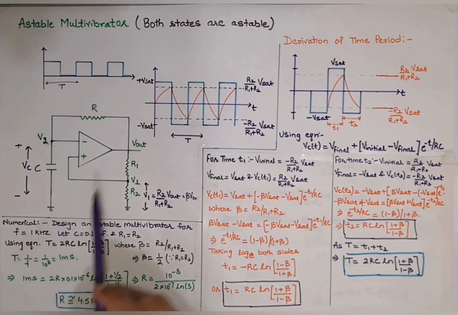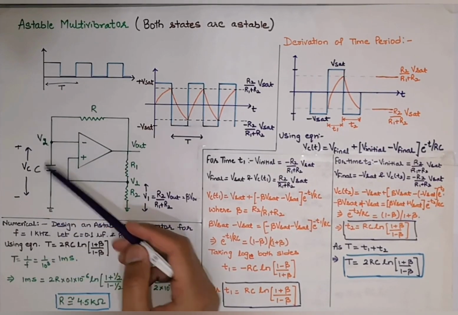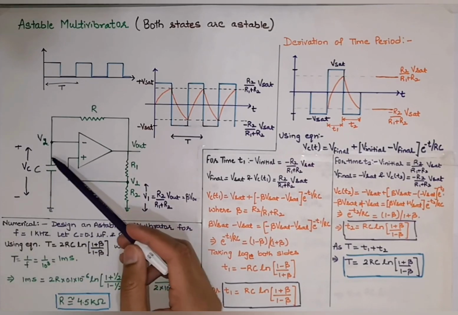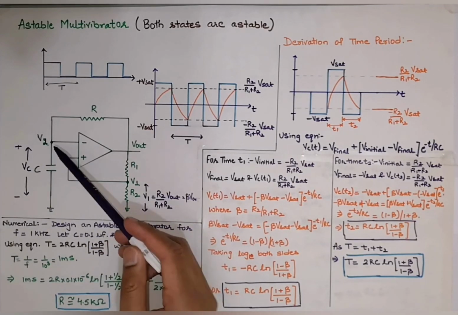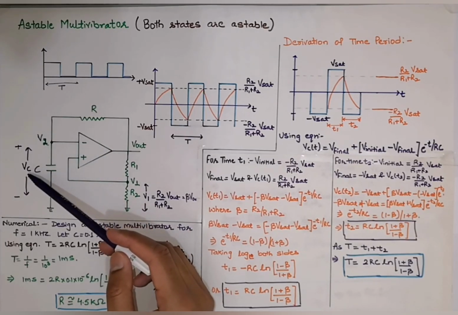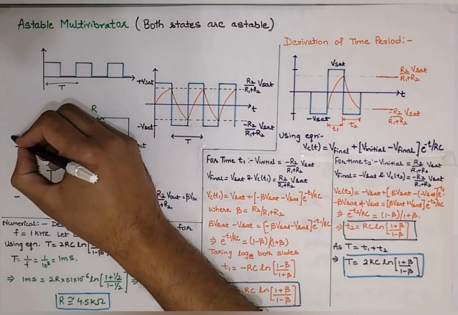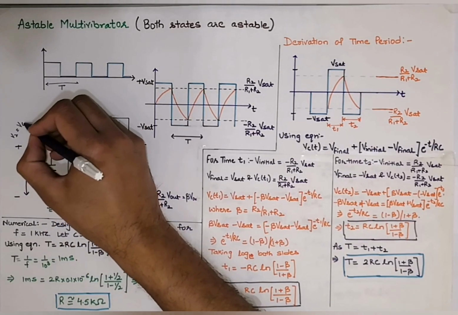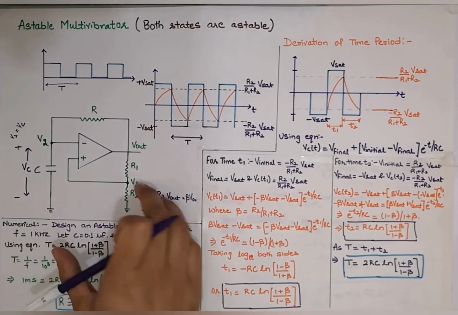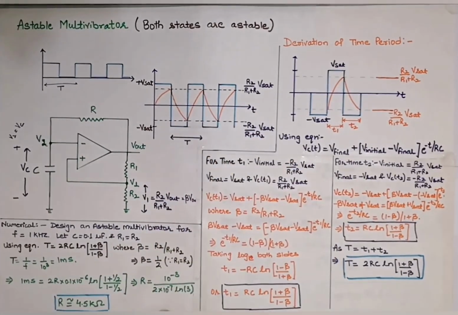The resistor provides a path from the output to the inverting terminal, and the capacitor will be connected at the inverting terminal. We can see here that the voltage across this capacitor is nothing but the voltage at the inverting terminal. So the voltage of the capacitor is Vc and the voltage at the inverting terminal is V2, so we can say that V2 is equal to Vc. Now let's discuss this circuitry and we will try to get this waveform.